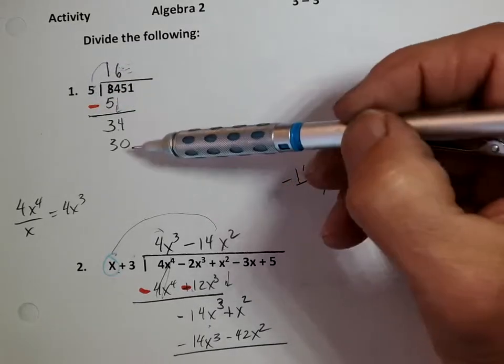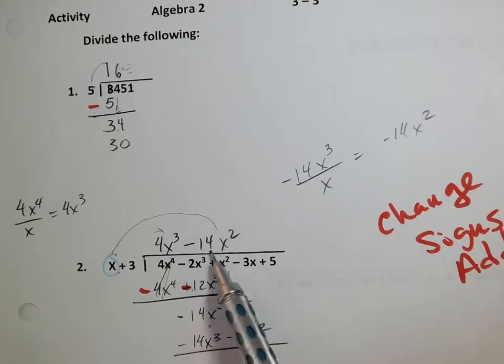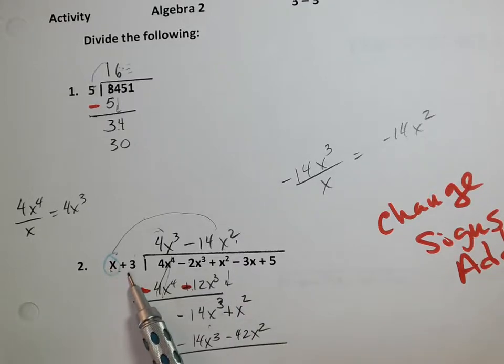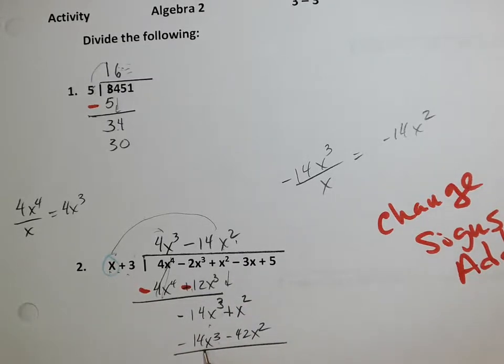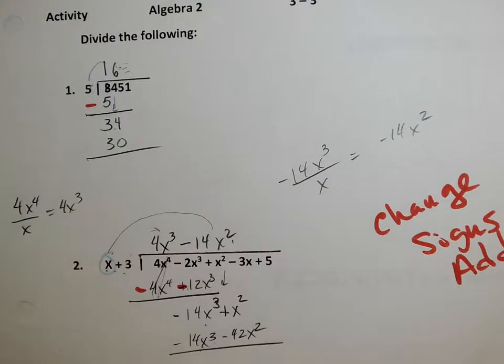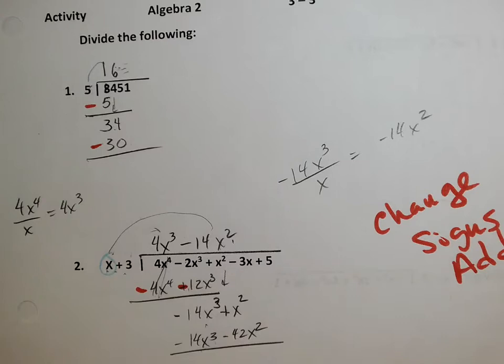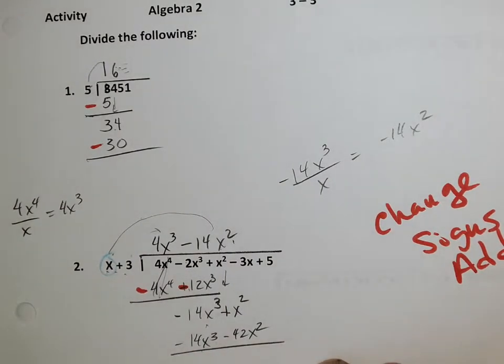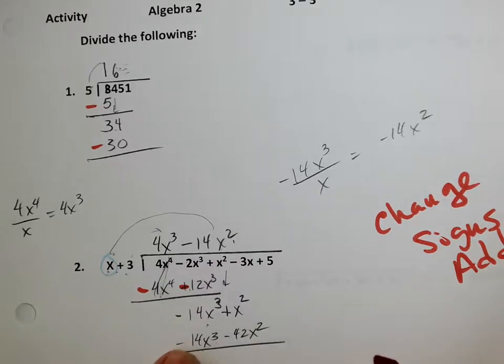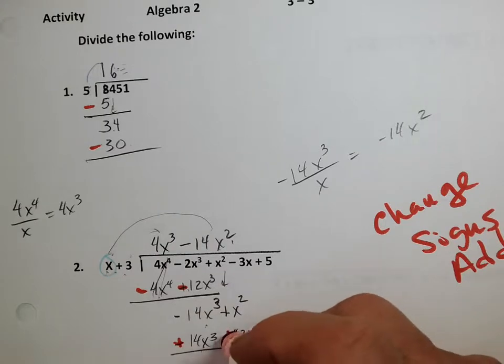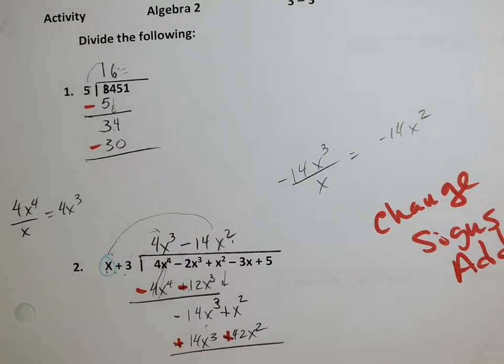I went 6 times 5, and I got a 30, right? I went negative 14x squared times x and times 3, and I got a negative 14x cubed minus 14x squared, okay? So then up here, we're going to subtract, right? And this is where I like to change the sign because I'm going to subtract negatives, which is like adding. That's why I like to change the sign so I don't make a mistake. Because you guys know me, I make lots of mistakes, right? This just helps me a little bit, okay?